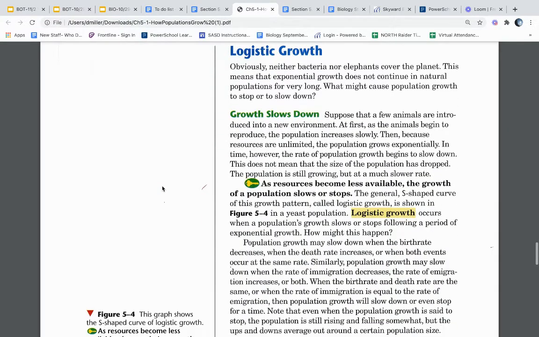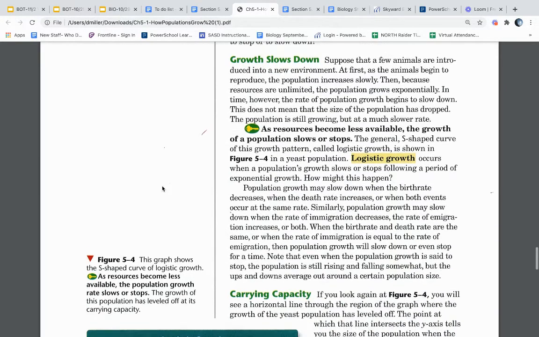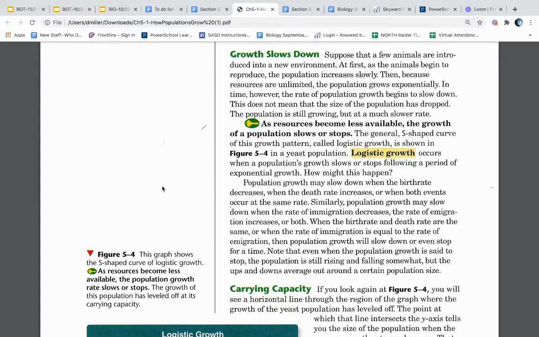Logistic growth. Obviously, neither bacteria nor elephants cover the planet. This means that exponential growth does not continue in natural populations for very long. What might cause population growth to stop or slow down? Growth slows down. Suppose that a few animals are introduced into a new environment. At first, as the animals begin to reproduce, the population increases slowly. Then, because resources are unlimited, the population grows exponentially.